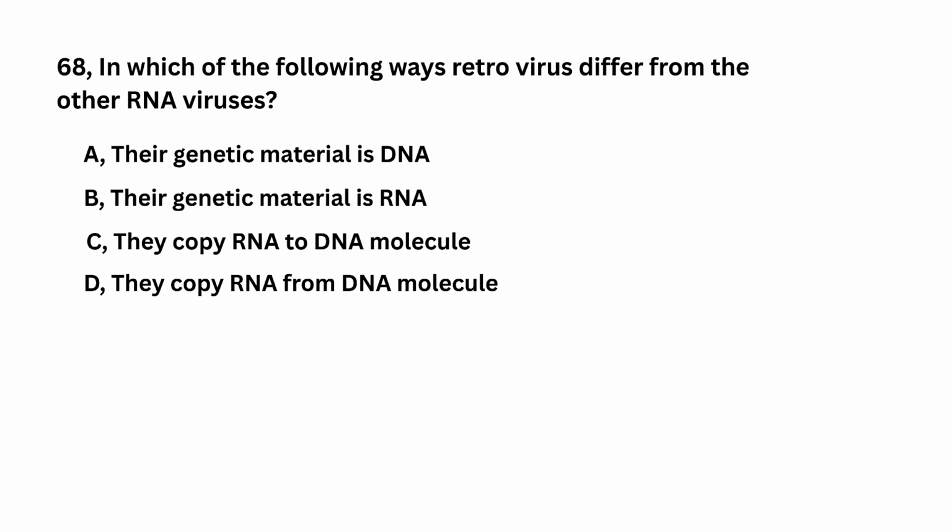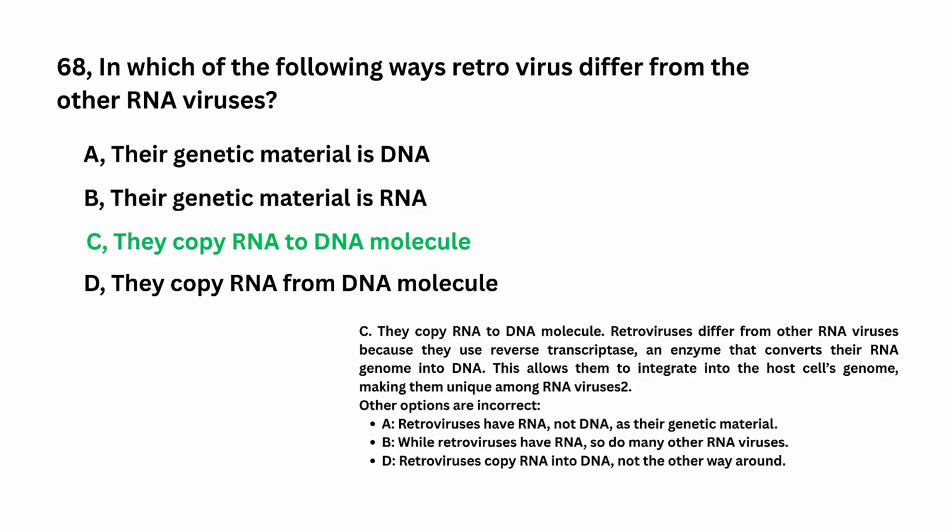In which of the following ways do retroviruses differ from the other RNA viruses? Their genetic material is DNA, their genetic material is RNA, they copy RNA to DNA molecule, they copy RNA from DNA molecule. They copy RNA to DNA molecule is the answer.